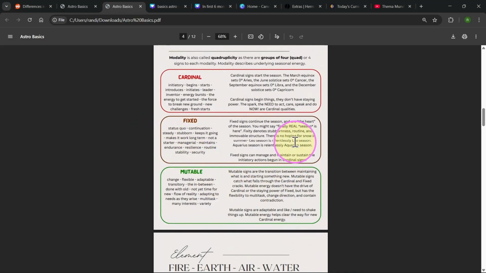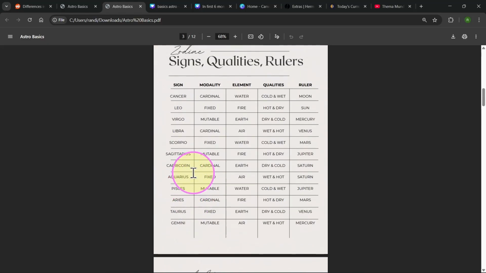And so that's the basics of modality. You need to understand what does cardinal mean? What is a cardinal sign? What do they care about? What are some keywords for cardinal? What's the basic idea of fixed? What's the basic idea of mutable? And now you have this whole column down because it's cardinal, fixed, mutable. So that's one part of understanding a sign.